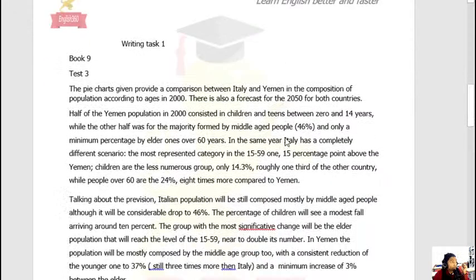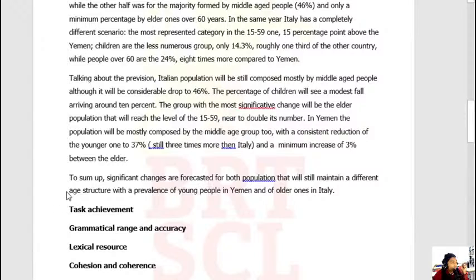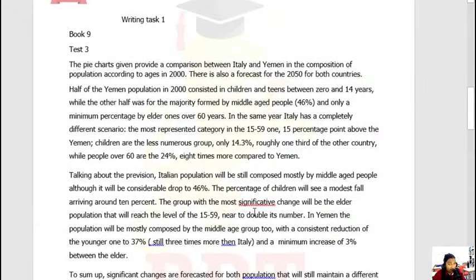So let's see what she has written, or he has written. She or he, we don't know which one is which. This is the criteria we're using: task achievement, grammatical range and accuracy, lexical resource, cohesion and coherence. For the sake of time, this is normally done in about an hour, so I'll rush through it because obviously we don't want to spend an hour on this, but just to give you a rough idea what you need to do, what you need to avoid.